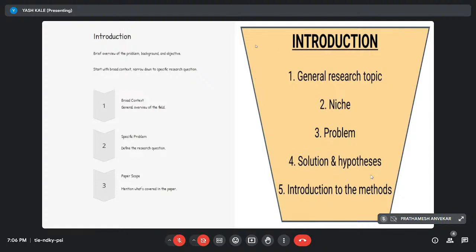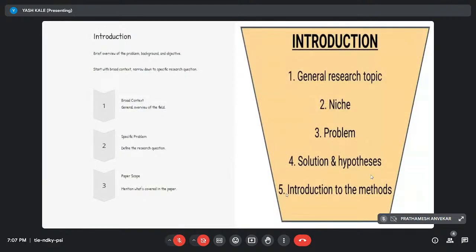So as you can see here, first we have to mention in general the research topic, then go a bit niche into the topic, then highlight the problem, then just mention the solutions and hypotheses that we have looked at in the research paper, and then just give a brief introduction of the methods that you have incorporated in your research work or the research paper that you're trying to write.